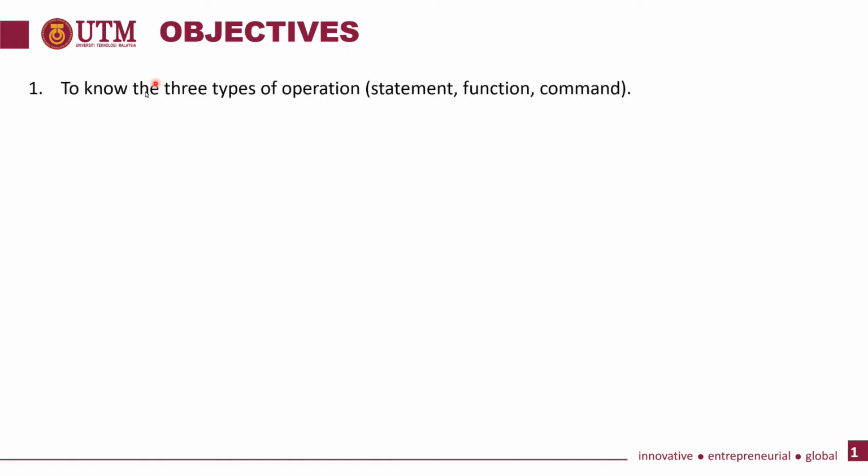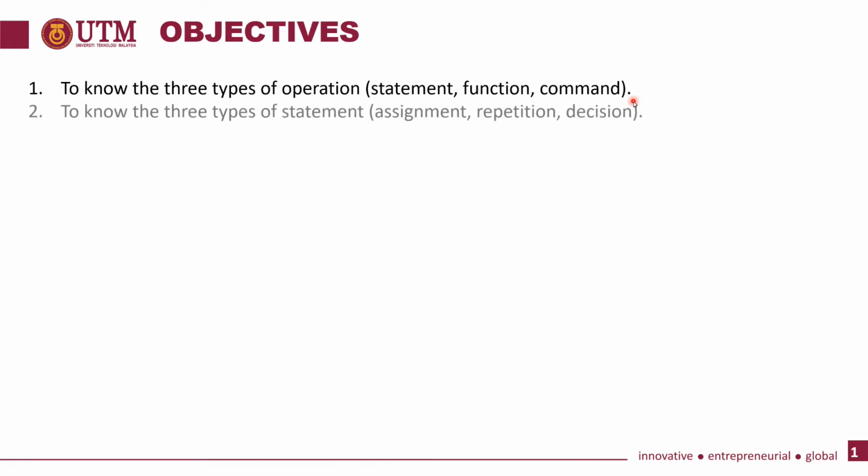Okay, so the first objective is to know the three types of operations. So in scientific programming, there are three types of operation, which is statement, functions, and also command. So in this chapter, you will know what is the statement, what is the function, and what is command.